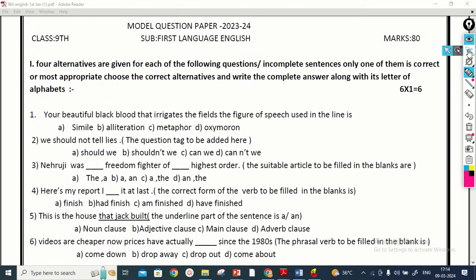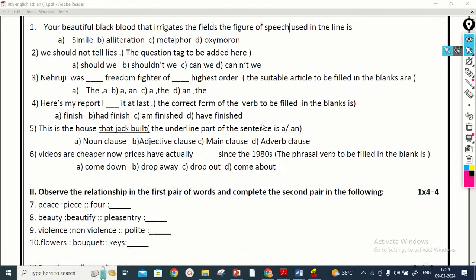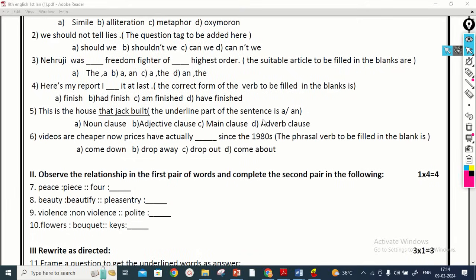Now we are moving to the second part. Observe the relationship in the first pair of words. Complete the second pair of the following. Here they use peace as P-I-E-C-E peace. These are homophones. So here we have to write four. And here it is beauty, beautify. Pleasantry means we have to write pleasantrify. And violence is written as non-violence, and polite is written as impolite.